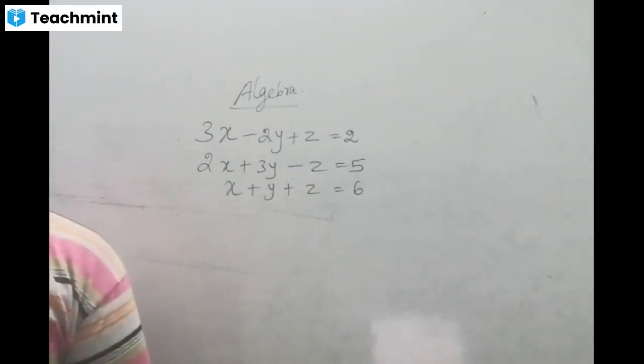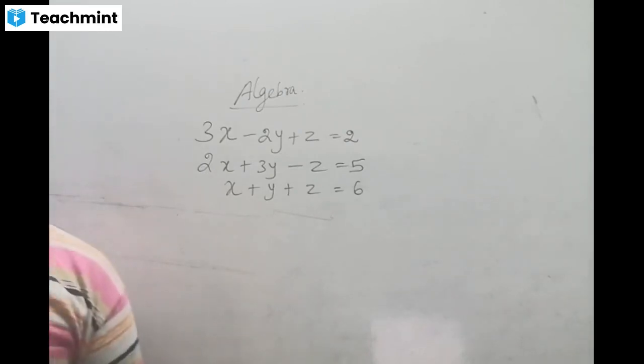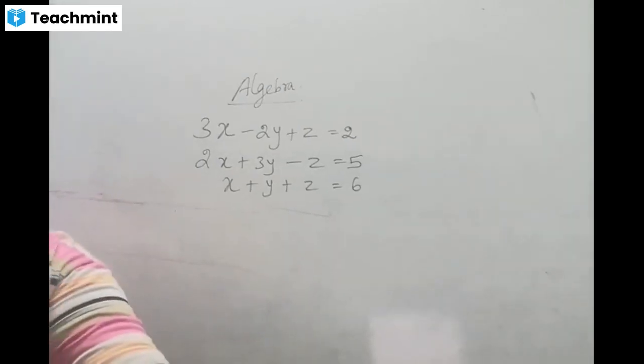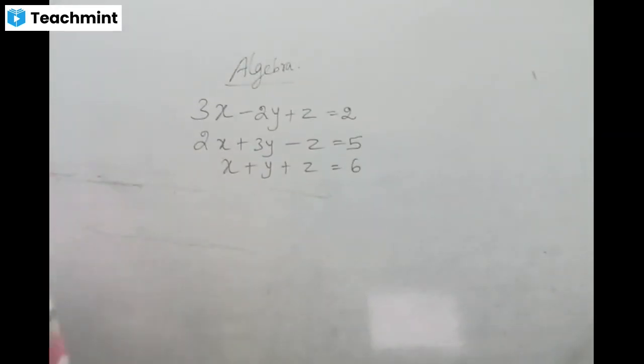Once again I will repeat: 3x minus 2y plus z equal to 2, 2x plus 3y minus z equal to 5, x plus y plus z equal to 6. Once you write the question, inform me. I want to give some explanation before proceeding. Completed, sir.